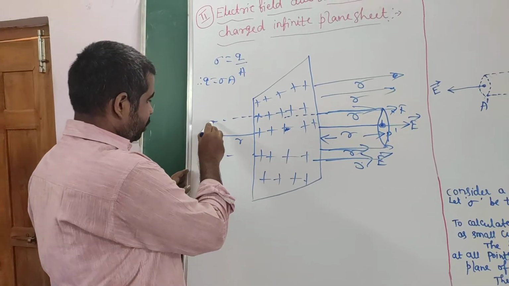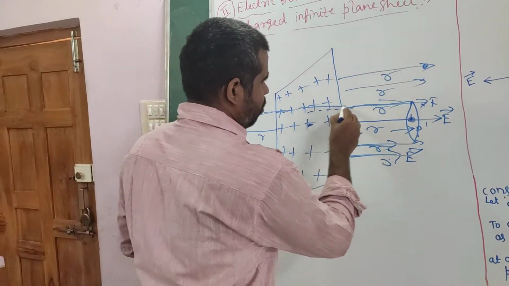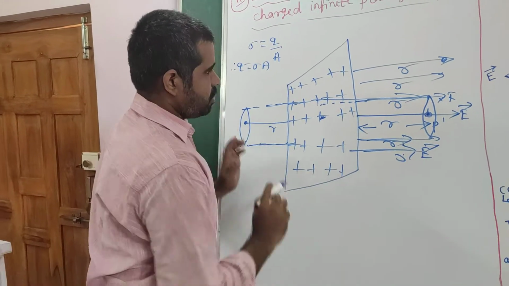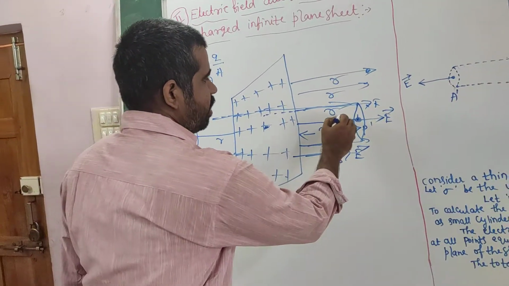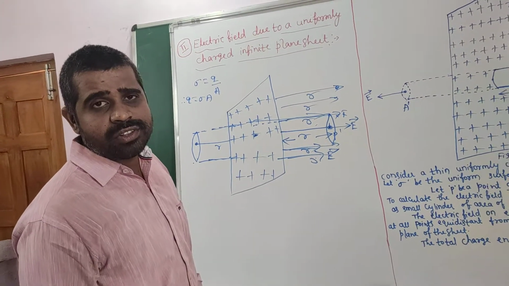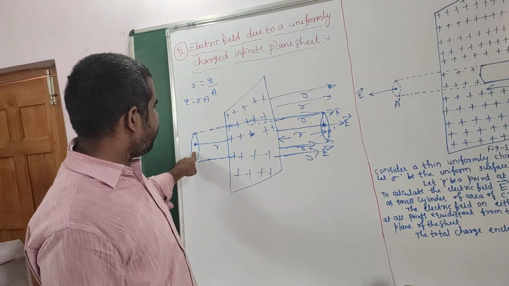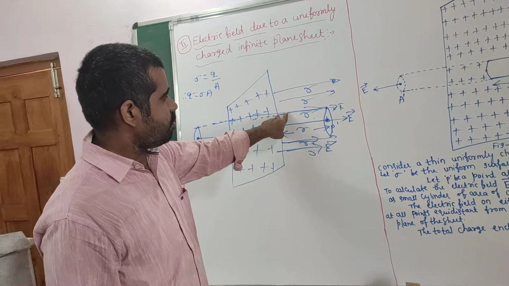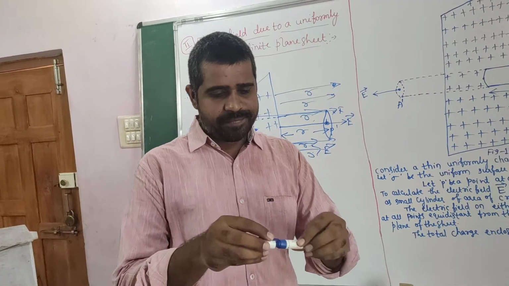Now you draw one Gaussian cylinder. This is the Gaussian cylinder. Here E, here is also E. See, the Gaussian cylinder contains three faces. This is a level surface, this is level and this is curved. The cylinder is like this.